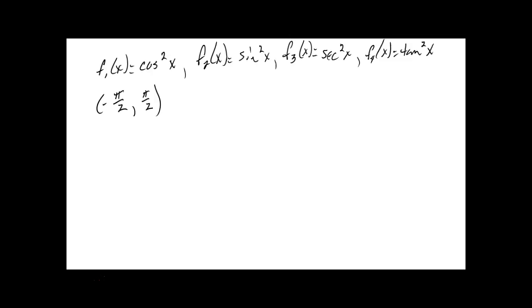So from negative pi halves to pi halves, yeah, cosine is defined, so cosine squared is. Sine is defined, sine squared is. Secant is defined inside of those, so secant squared would be too, and tangent would be defined inside there. So tangent squared would be. Okay, now, the question is, is this a linearly independent or dependent set on that interval? Can you make that be 0 without all the coefficients being 0?